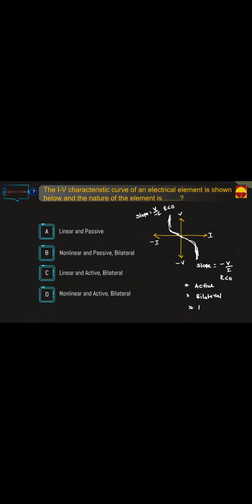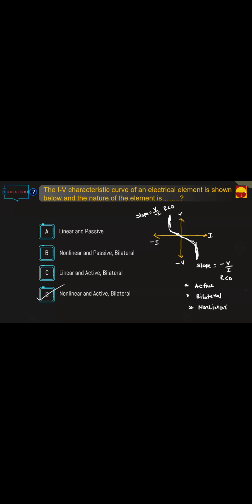But it is non-linear. Why is it non-linear? Up to this point one characteristic, after this the characteristics are changing. It is non-linear. Active, bilateral, and non-linear. Then which option is correct? Active, bilateral, and non-linear. That is option D.